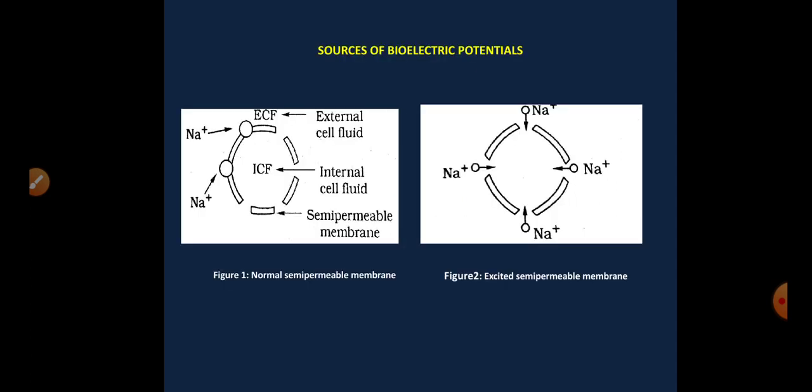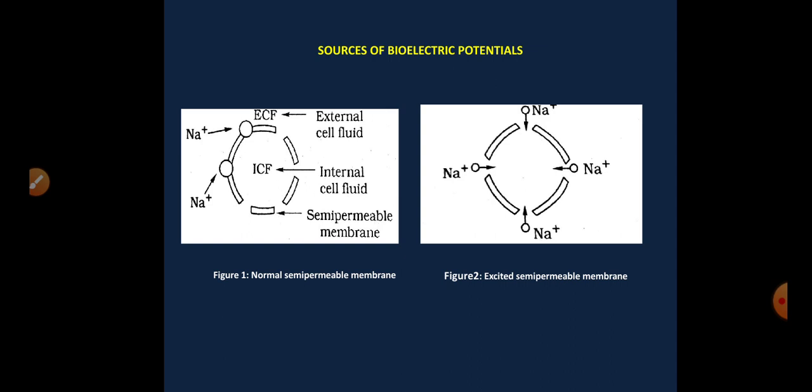Then the sources of bioelectric potentials. Basically, the human body generates its own monitoring signals while carrying out various functions. Such self generated signals convey useful information about the functions. These signals generated by the human body are called bioelectric potentials, associated with nerve conduction, brain activity, heartbeat, muscle activity, etc.